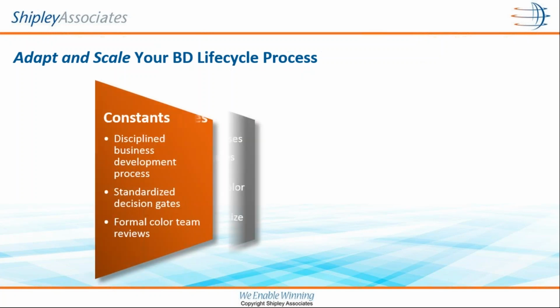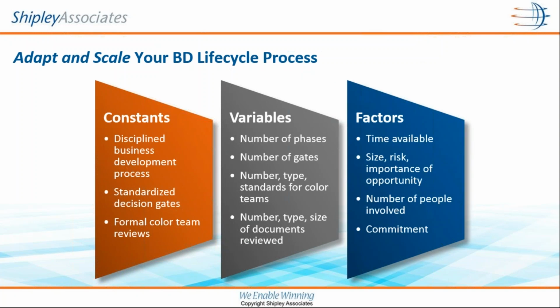So let's wrap up with some best practices in summary of the speedy life cycle discussion, the back to basics. There are certain constants we need to address. We need that discipline. We need standardized decision gates, whether it's a long-term pursuit or something that landed in our lap and we've only got 30 days to respond to. Formal color team reviews. Tamara walked us through many of those. So decision gates, color team reviews, make them your own.